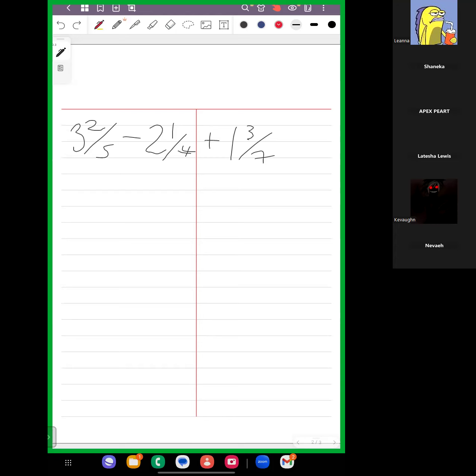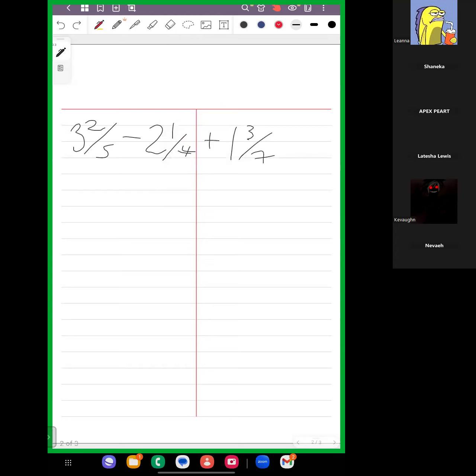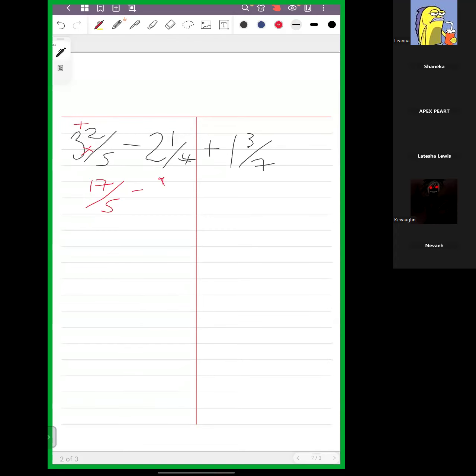So we have 5 multiplied by 3. That's going to give us 15. And so 15 plus 2 is going to give us 17. So 5 multiplied by 3 right here, and then we add back the 2 right here. So 5 times 3 is 15. 15 plus 2 is 17 over 5. Take away. 4 times 2 is 8. And 8 plus 1 is 9 over 4.